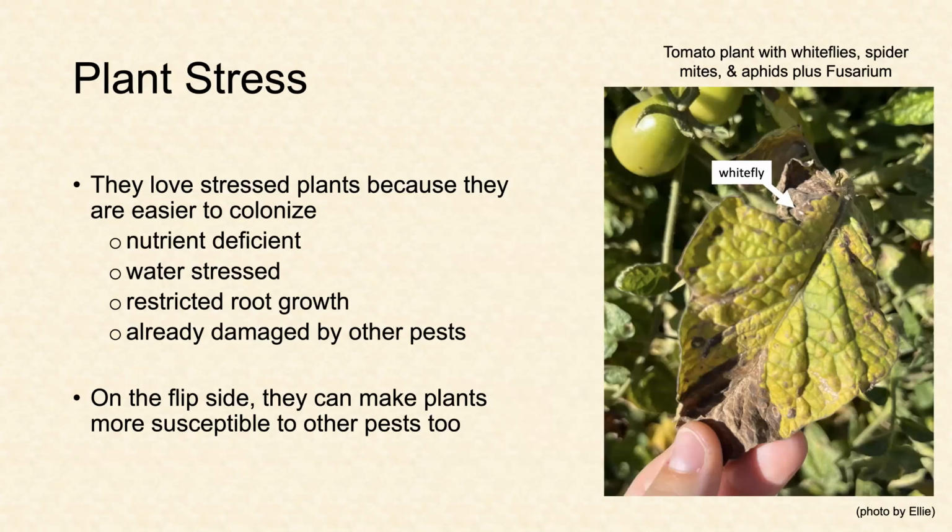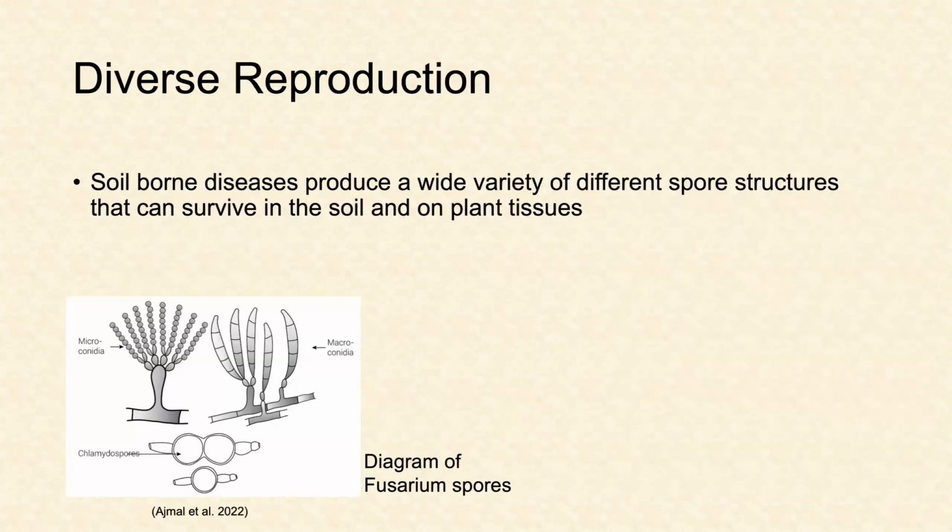Another big one is plant stress. Plant pathogens are going to love stressed plants because they're just easier to colonize. That might mean the plant's already nutrient deficient or water stressed, maybe the root growth is restricted, and maybe it's already damaged by other pests. Like this tomato plant here had whiteflies, spider mites, aphids, and also Fusarium. So there's a lot going on. And on the flip side, plant pathogens can make plants more susceptible to other pests too. So just bear in mind, a lot of times there's more than one thing going on.